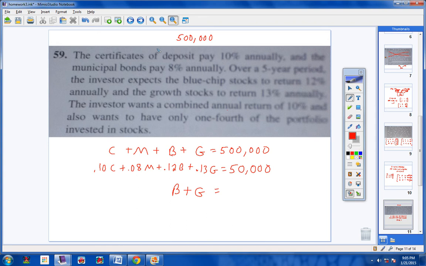And I just messed that up. Let's try that again. And that's going to be $125,000. So when you add these two together, you get $125,000.